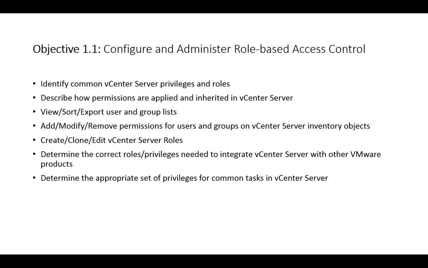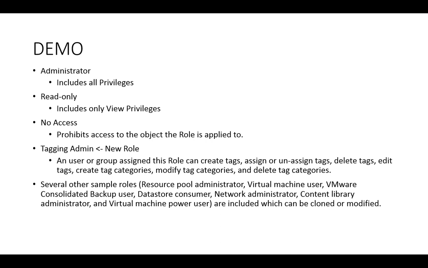So we'll jump into Objective 1. It's really easy security-wise. There's not a lot. Actually, I just installed vSphere 6, so I've got a pile of notes sitting here that I'll be helping you guys along with also. So it's: identify common vSphere server privileges and roles, describe how permissions are applied and inherited in vCenter, view, sort, export users and groups lists, add, modify, remove permissions for users and groups on vCenter Server inventory objects, create, clone, edit vSphere Server roles, determine the correct roles and privileges needed to integrate vCenter Server with VMware products, determine the appropriate sets of privileges for common tasks.